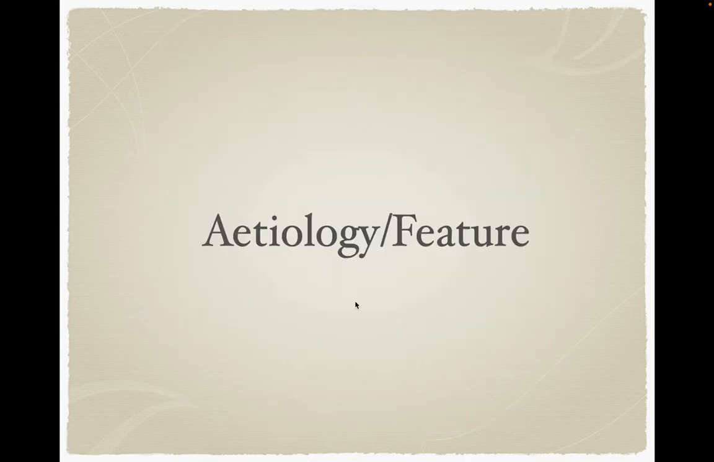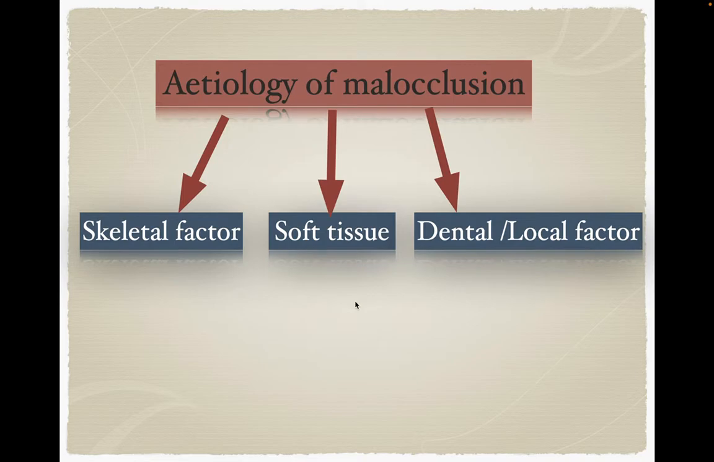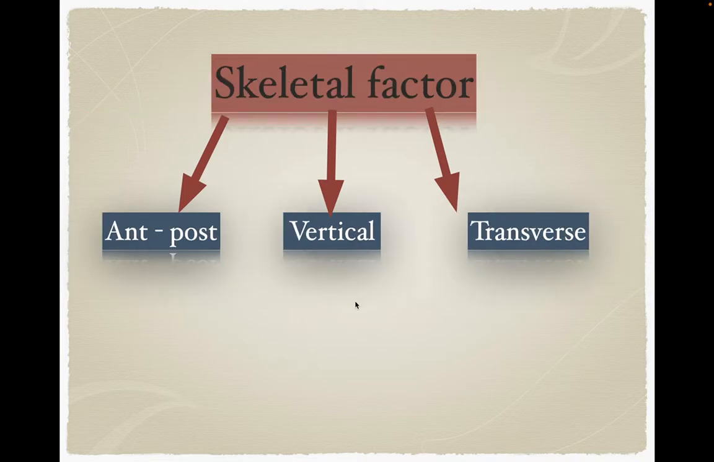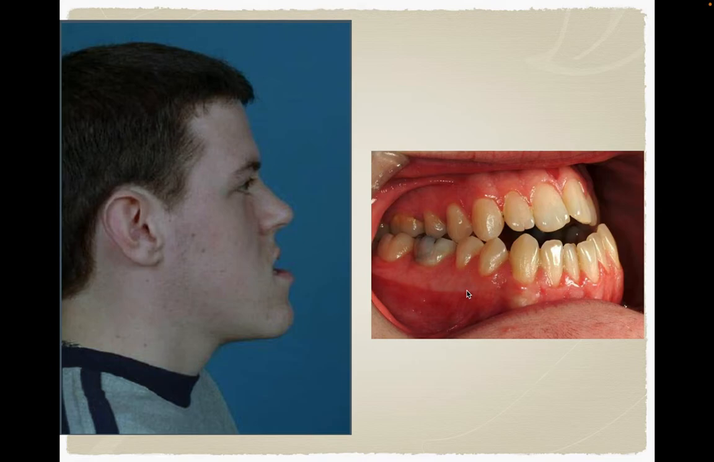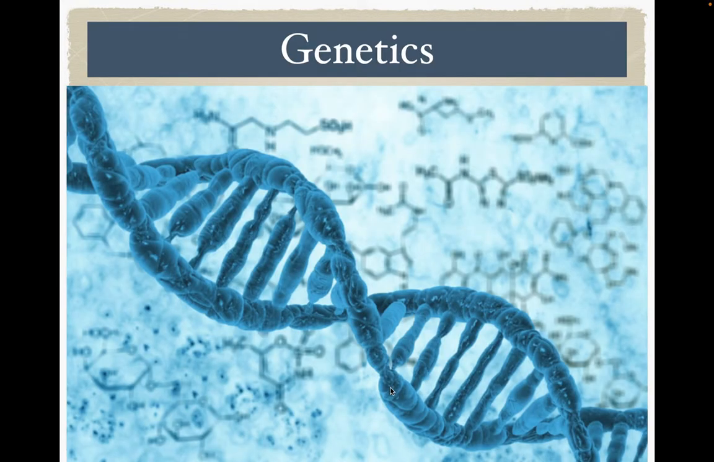So what is the etiology and feature of the malocclusion? As always, skeletal, soft tissue, and dental factors. For the skeletal factor, we discuss it anteroposteriorly, vertically, and transversely. Usually patients with class 3 malocclusion have a prognathic mandible. If we check the zero meridian line, we can notice that this mandible is prognathic. So why do we have a prognathic mandible?